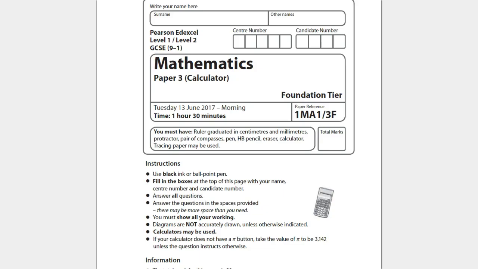So with this question, we finish paper 2 of the 2017 Foundation tier. Next paper will be this one, paper 3, of the same year, 2017.